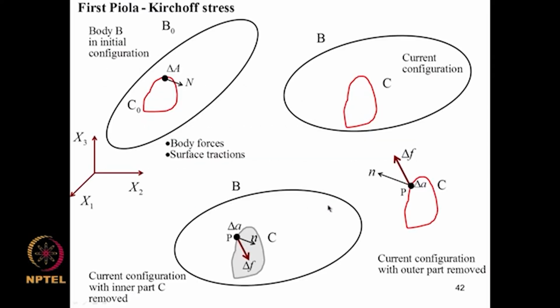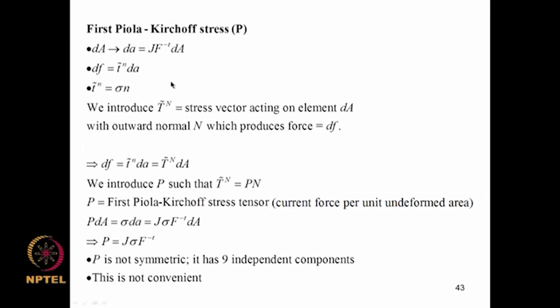So this leads to a couple of definitions for stress. The first is known as the first Piola-Kirchhoff stress. Here the description is quite similar to what I talked about. What we do is, this is the unit outward normal here and this is the force vector, and I consider this area delta A, and I map it back to what it would be in the undeformed configuration. So I will consider this delta F and this area in the undeformed configuration and set up a definition for stress. How do I do that?